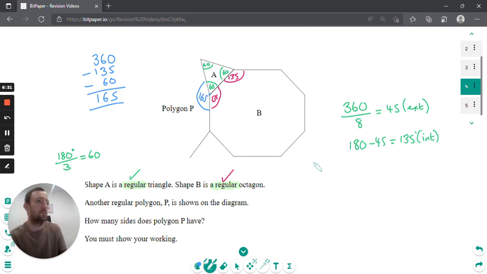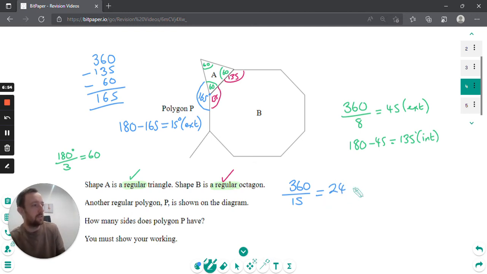All right, cool. So 165. Let's just finish this one off. How many sides does it have? Well, if the interior is 165, let's find the exterior angle, which is going to be 15. So 360 divided by 15 is going to tell us the number of sides, and that gives us 24. It would be a 24-sided shape.